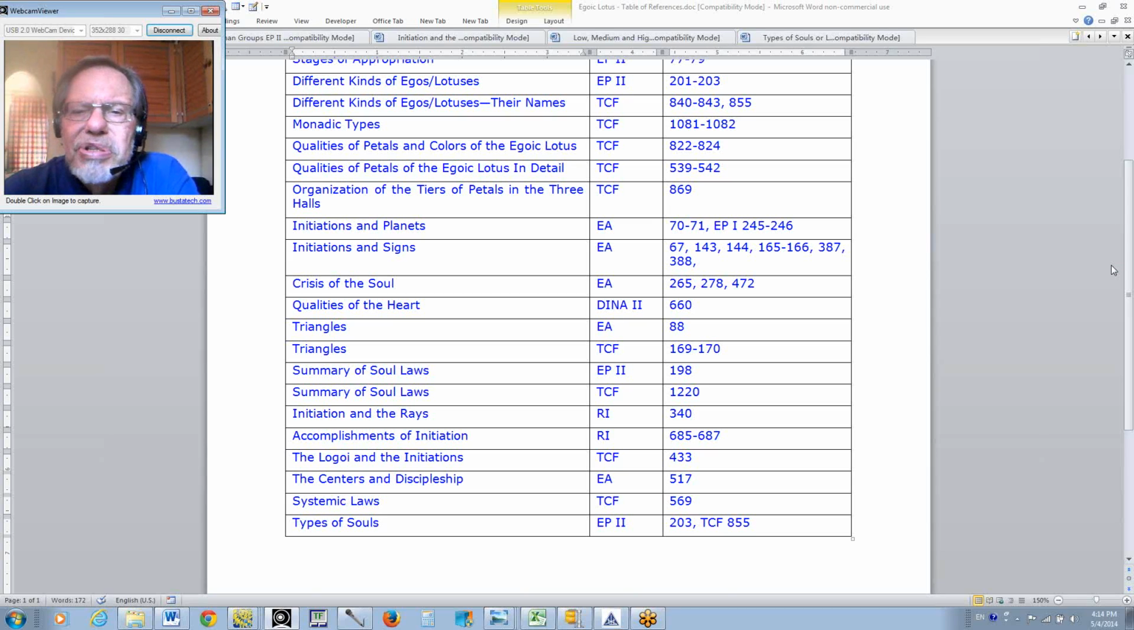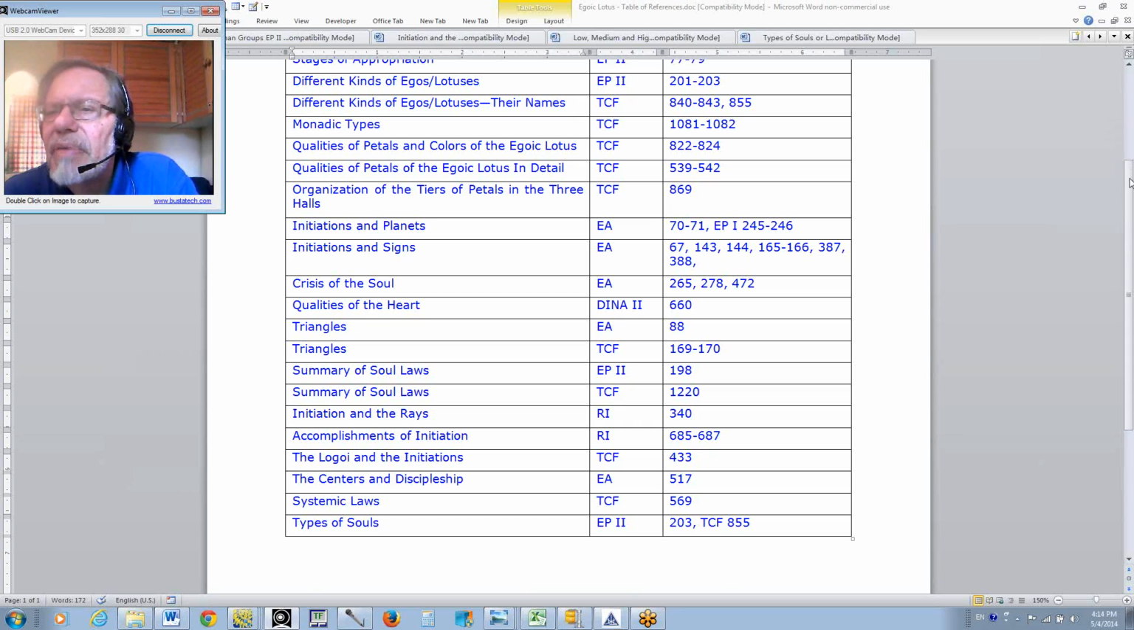The different accomplishments of the initiations and how they relate to the petals. The logoi and the initiations, which particular planetary logoi are involved in them. The centers unfolding in relation to discipleship, and what centers we can expect to see unfolding when different petals are unfolding, the 7 laws of the solar system, and the types of souls.